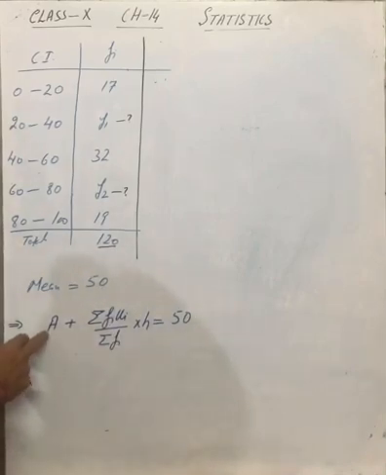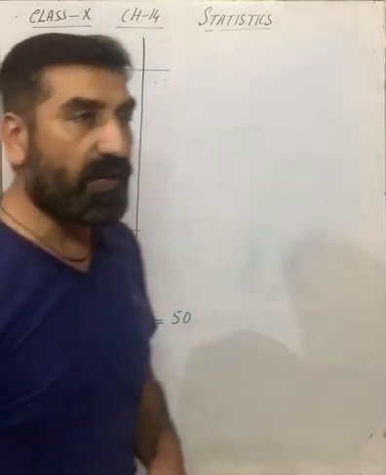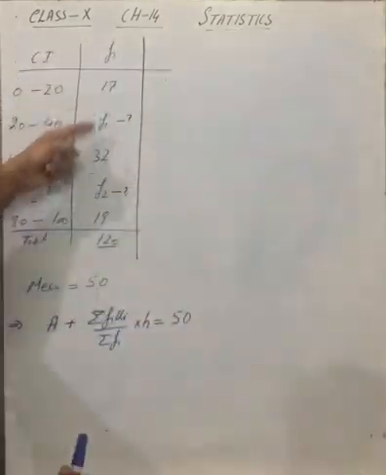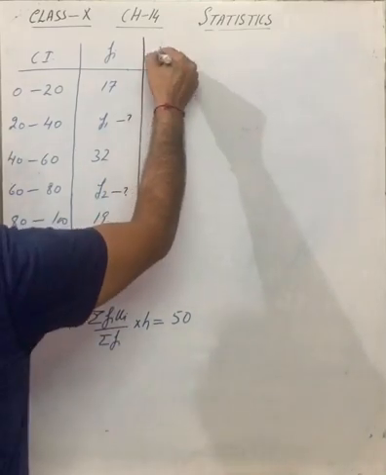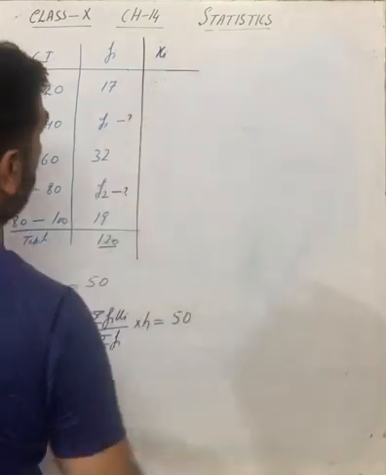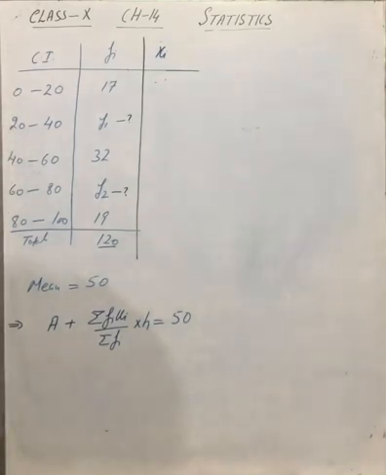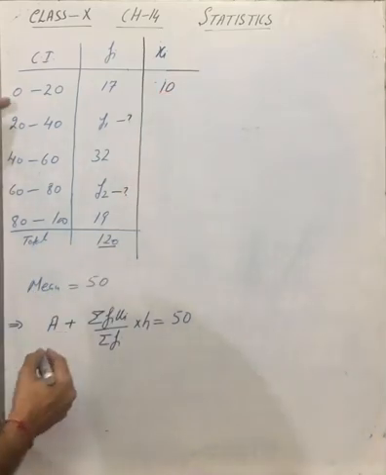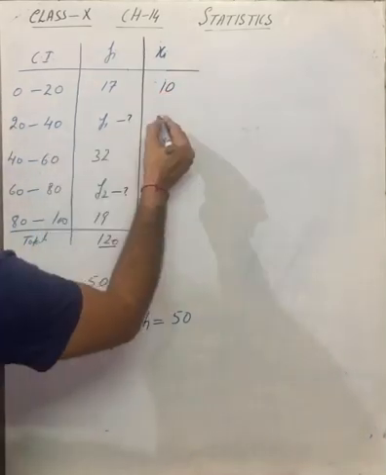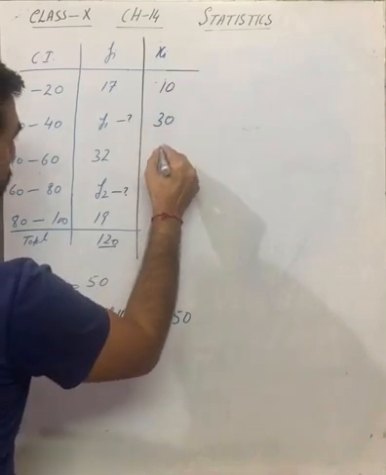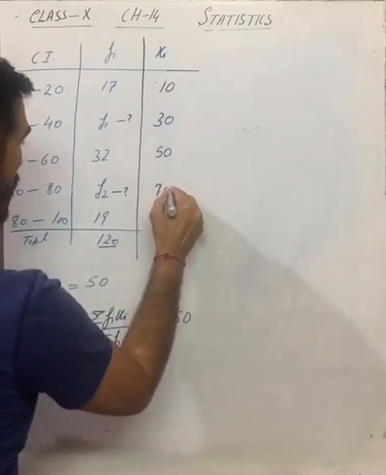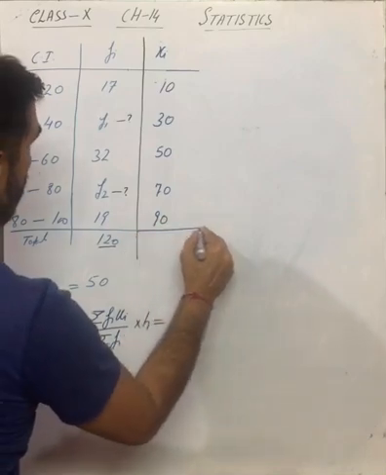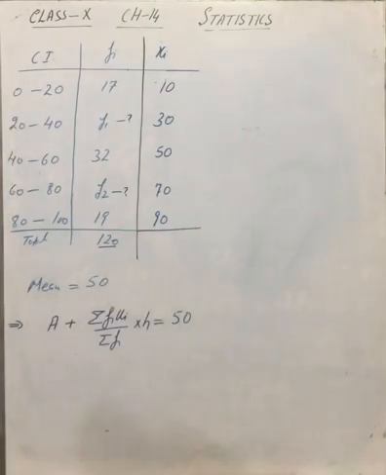As far as a is concerned, I told you that you can take a in the middle of these xi's. So for that, first of all, let's calculate xi, which are the class marks of the intervals. How to find class marks? Lower limit plus upper limit divided by 2. That is 0 plus 20 divided by 2, which gives you 10. And then keep on adding the class size: 10 plus 20 gives you 30, 50, 70 and 90. So these all are class marks.